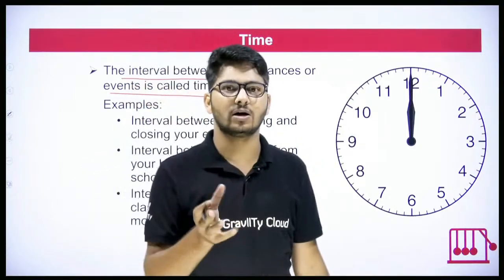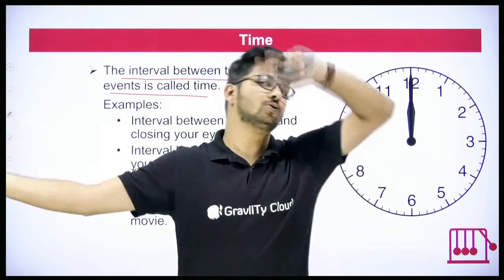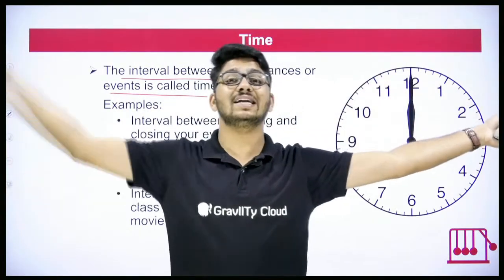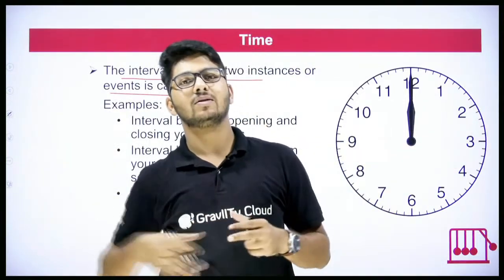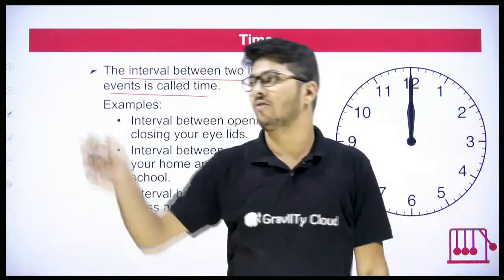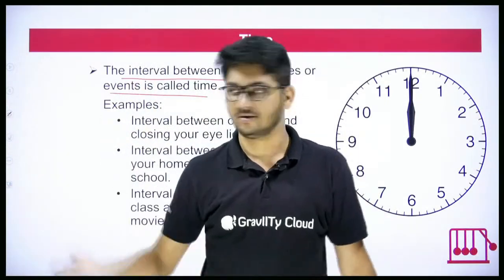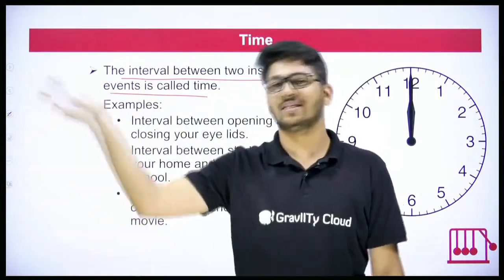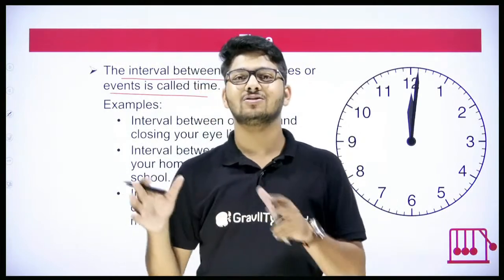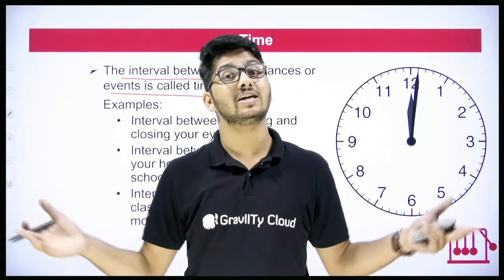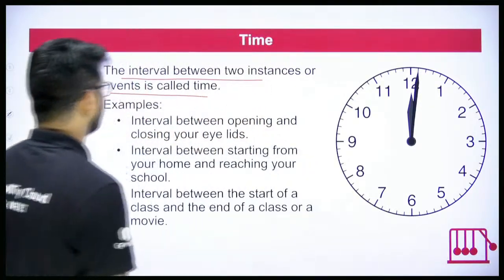Like, if the sun rises once, from sunrise to sunset, what is the interval between them? That's also measured in terms of time. Sunrise to sunset, or from one sunrise to another sunrise again, how much time does it take? That is also an interval. We measure it using time. Yes or no? So there are many examples that you can think of.